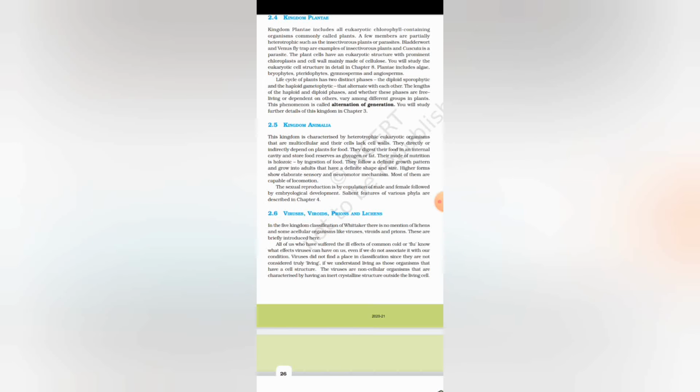2.6 Viruses, viroids, prions and lichens. In the five kingdom classification of Whittaker, there is no mention of lichens and some acellular organisms like viruses, viroids, and prions. These are briefly introduced here. All of us who have suffered the ill effect of common cold or flu know what effect viruses can have on us, even if we do not associate it with our condition.